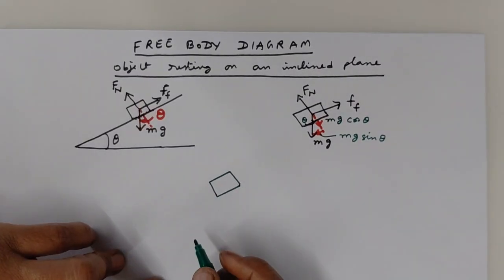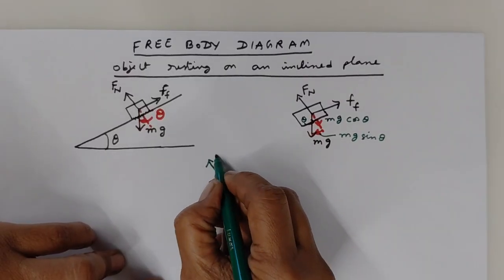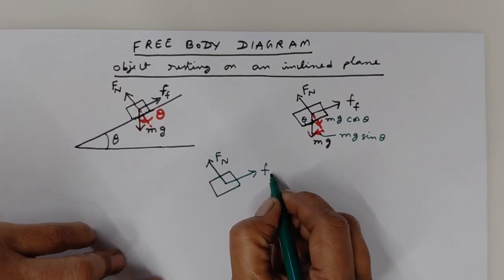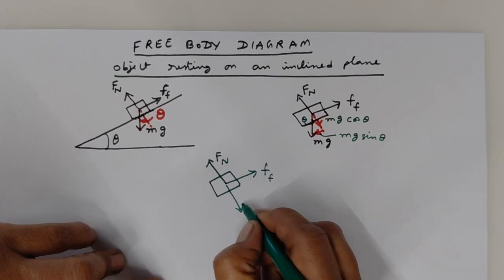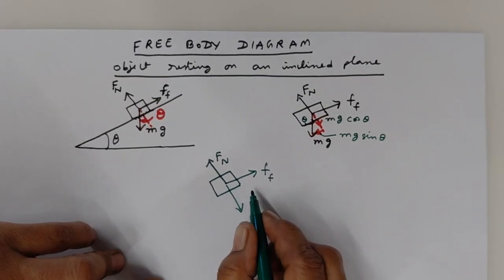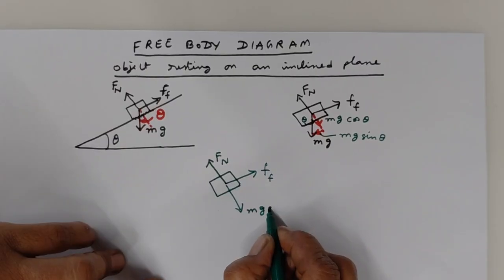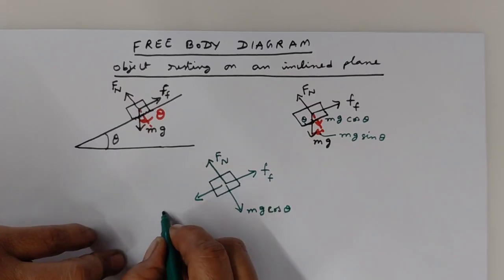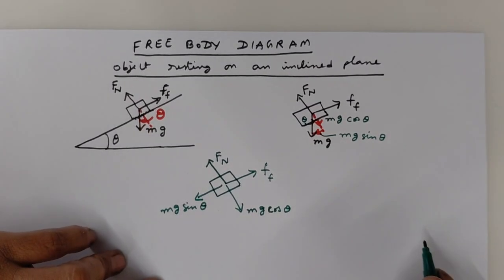So now let us again draw the free body diagram in a clear way, right? So you have a normal force Fn, you have frictional force Ff, and we have the component of weight perpendicular to the plane, mg cos theta, and parallel to the plane, mg sin theta, right? These are the different forces that are acting.